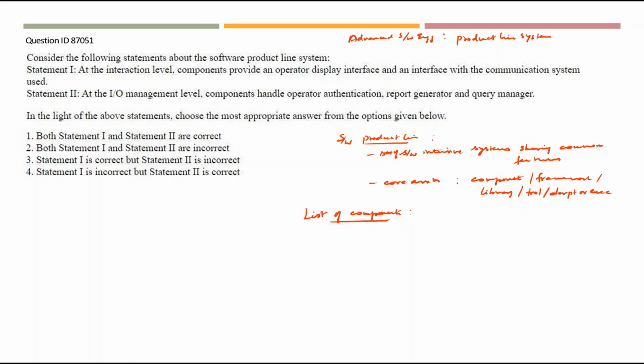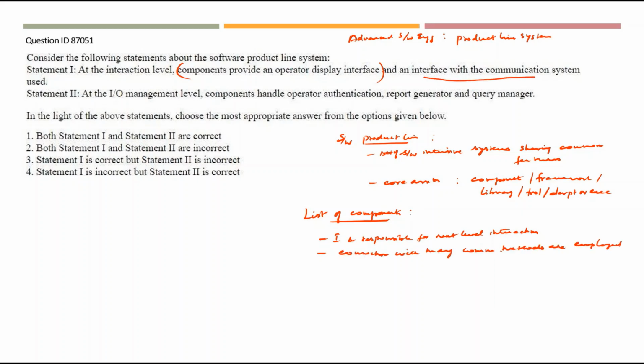Statement 1. The components provide an operator display interface and it is responsible for interaction at the next level. It is up to this and then we continue. And the second point, a point of connection where many communication methods are employed. The second point is the second half of the first statement, interface with the communication system used. So this is at the interaction level. Statement 1 is obviously true.